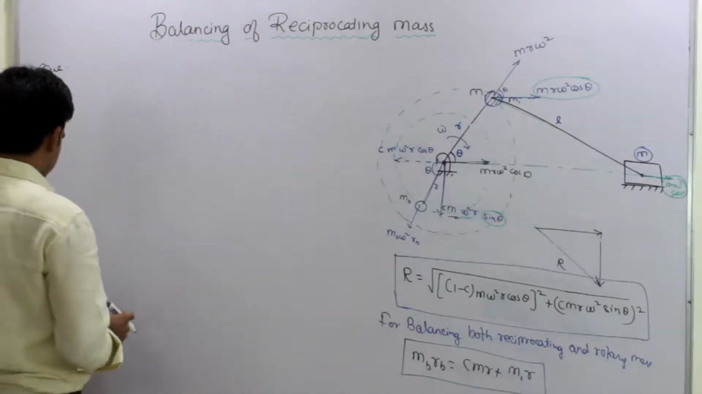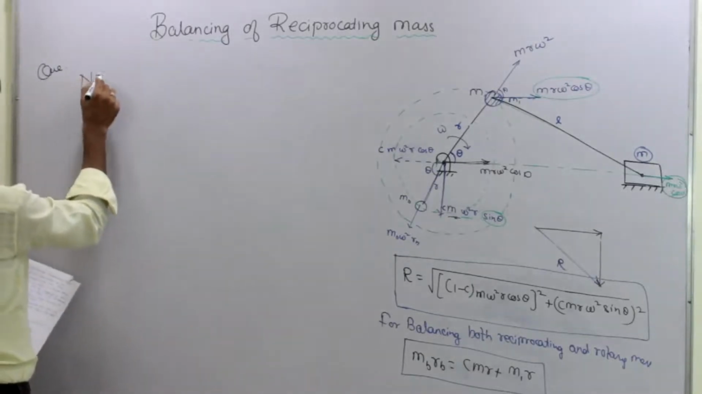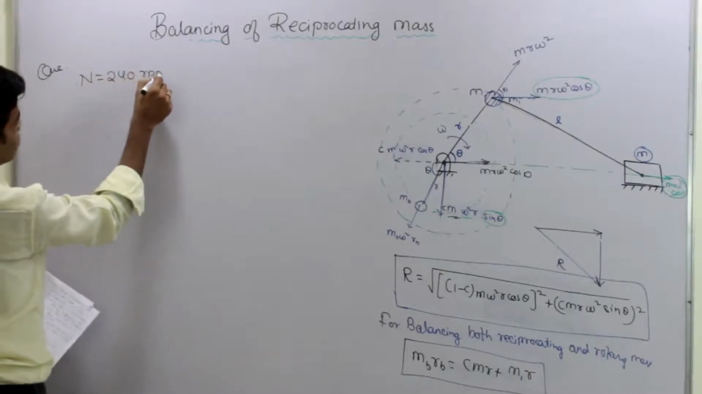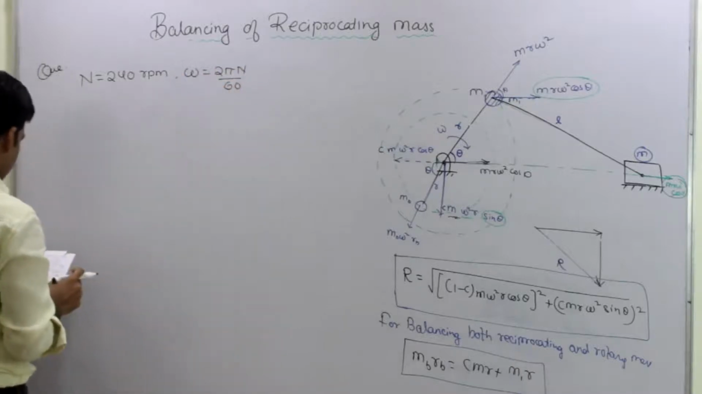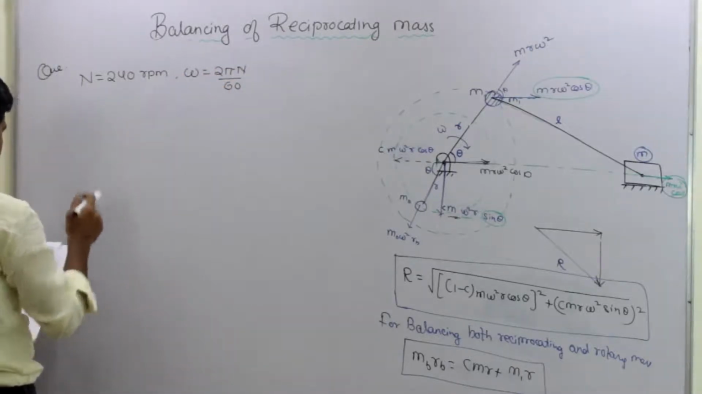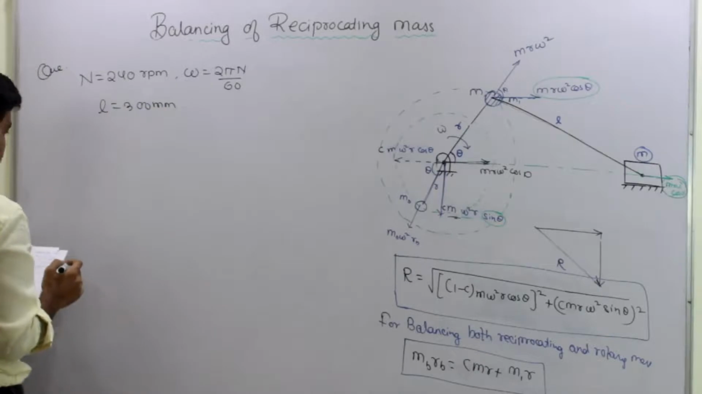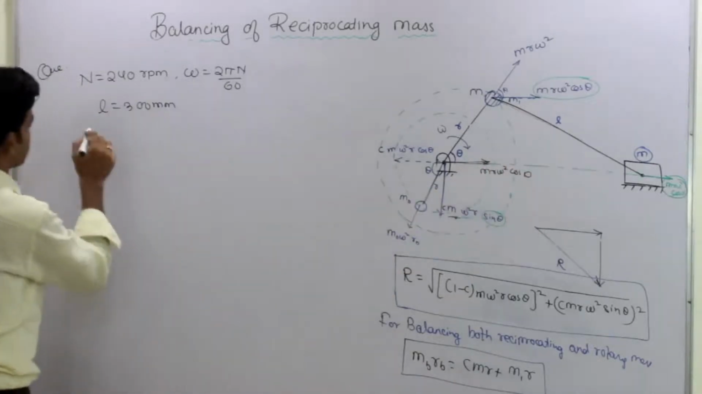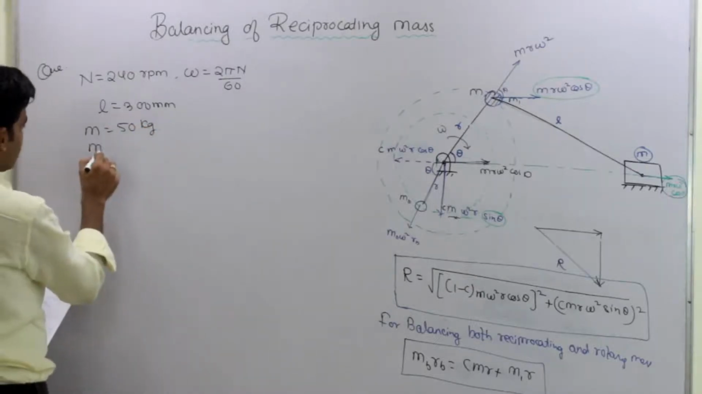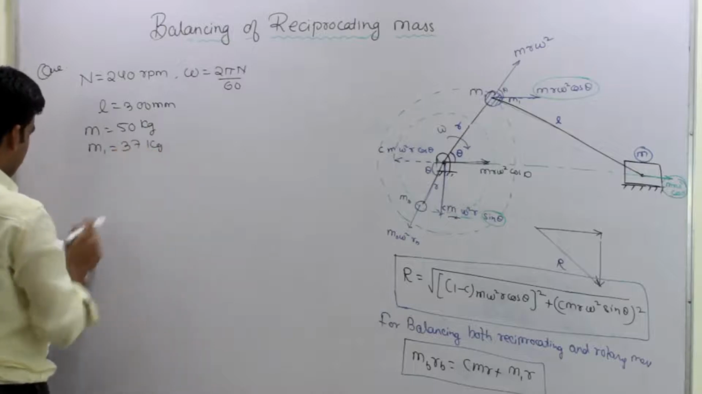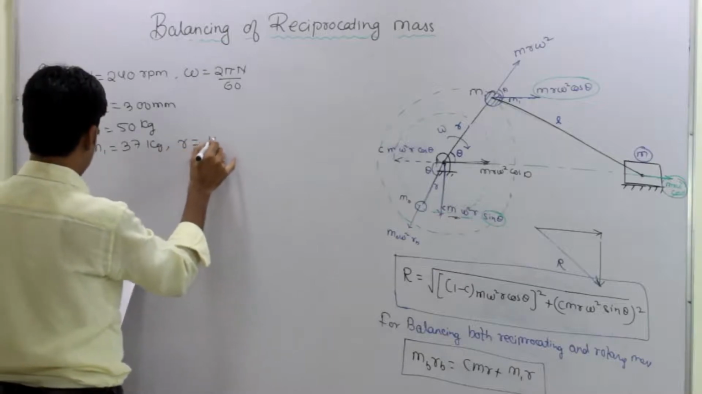So what are the given figures? We have a single cylinder reciprocating engine which has a speed of 240 rpm. That means omega is equal to 2 pi n by 60. First thing. Stroke is given as 300 mm. Mass of reciprocating part is 50 kg. Mass of reciprocating part we have considered as m, so this m is given as 50 kg. Mass of revolving part is 37 kg, so m1 is given as 37 kg. And this revolving part is rotating at a radius of 150 mm, that is given as 150 mm.